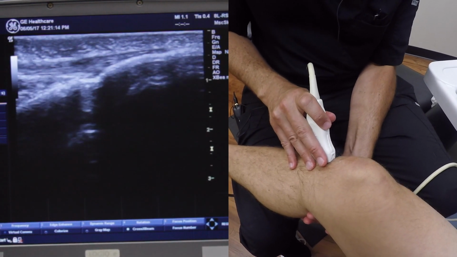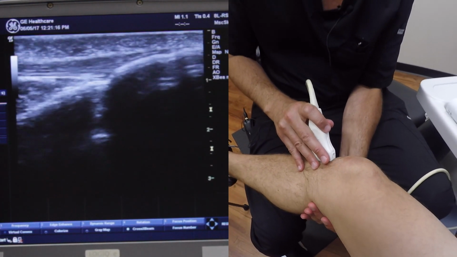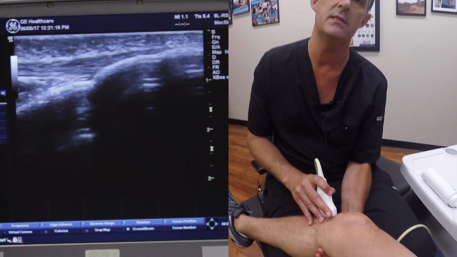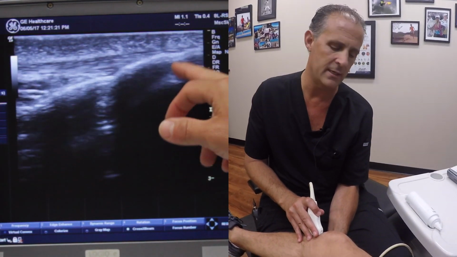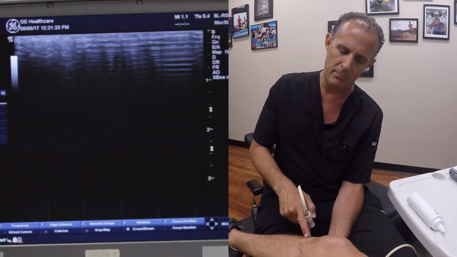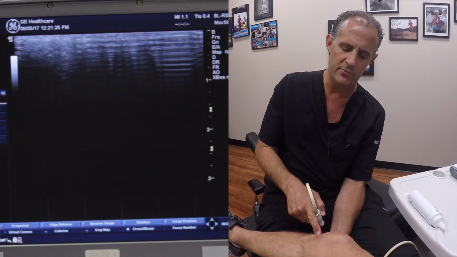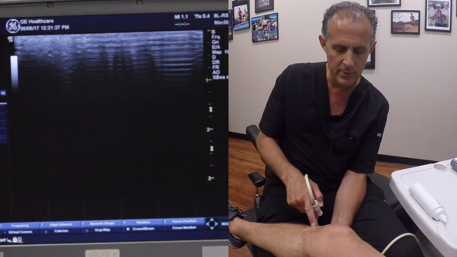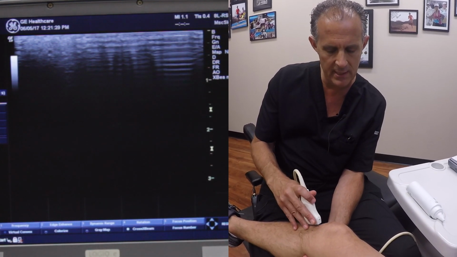There's a common condition, a growth plate disorder called Osgood-Schlatter's disease. Young kids will develop this, and ultrasound shows that beautifully, where the margin of the tibial tuberosity becomes fragmented and irregular, and with ultrasound you can instantly see that.